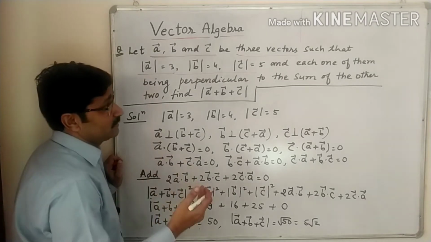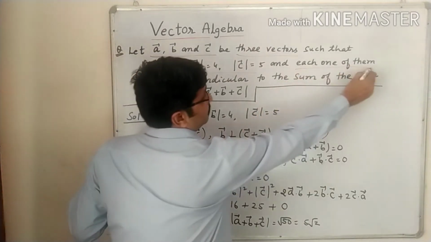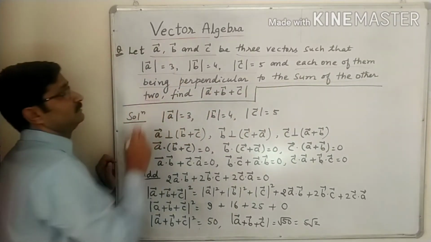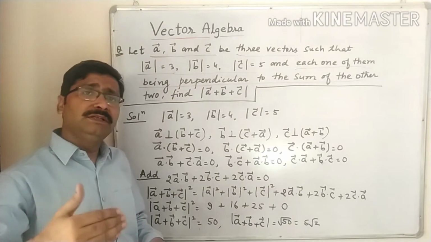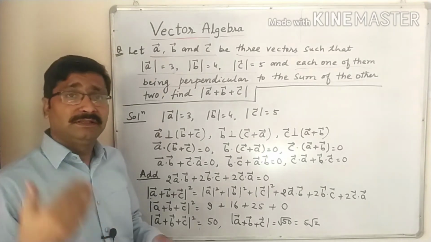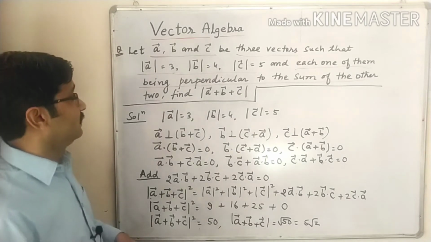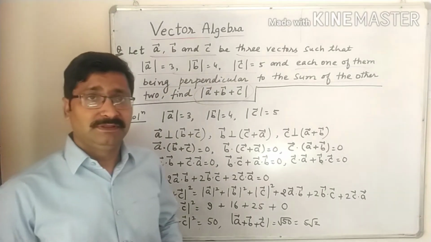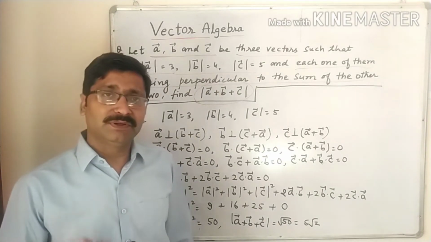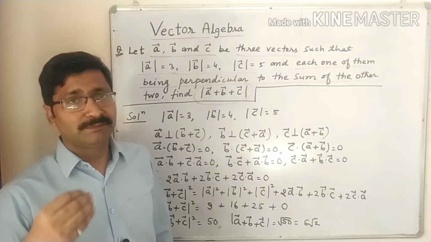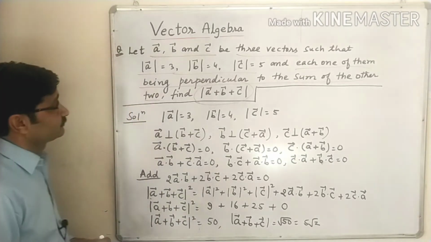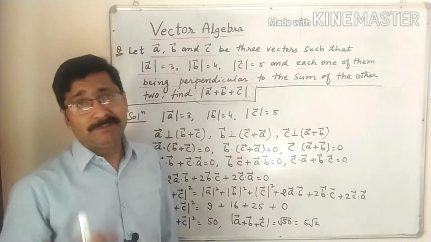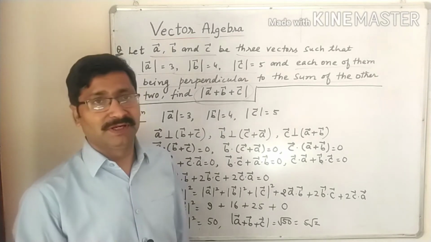After that, it is given to you that each one of them is perpendicular to the sum of the other two. One vector is perpendicular to the sum of the other two vectors. That is given to you, and now you have to find the modulus of A plus B plus C. So how can we find it?